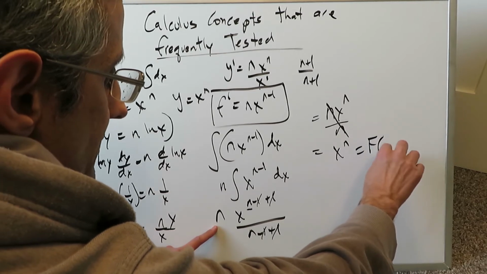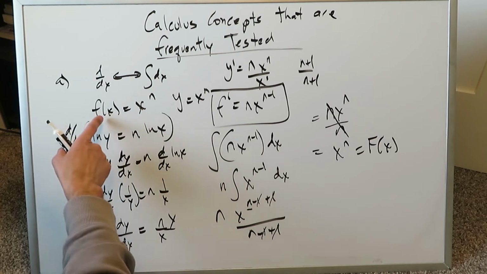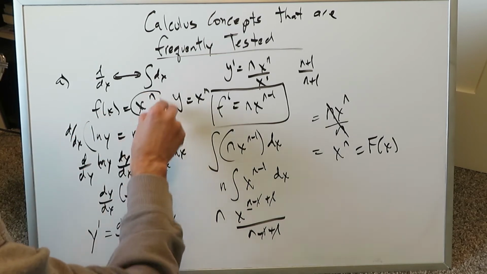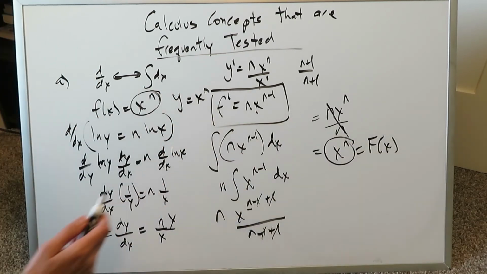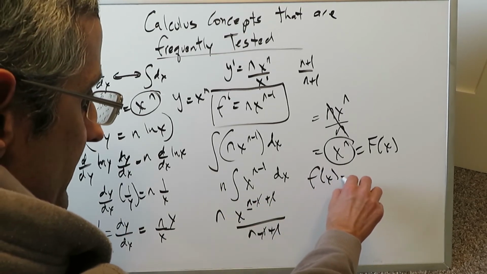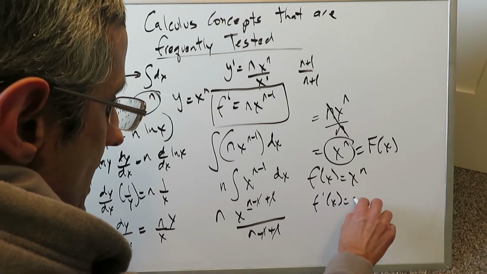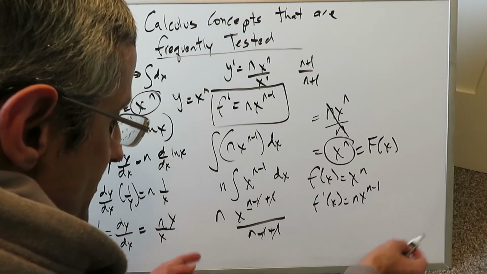This right here represents your antiderivative, capital F of x. And look what we started with right here, here and right over here. So what have we shown you? We started with the function f of x, which was equal to x to the n. We determined a derivative which was equal to n x to the n minus 1, which I've shown you.